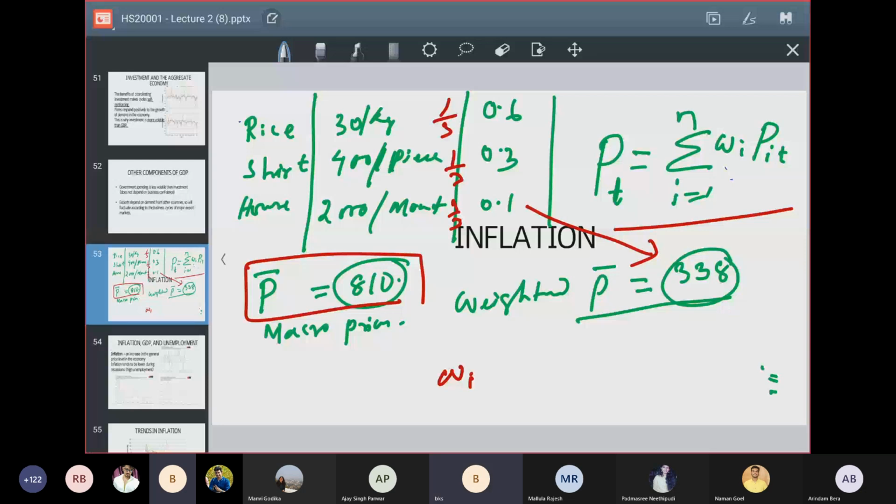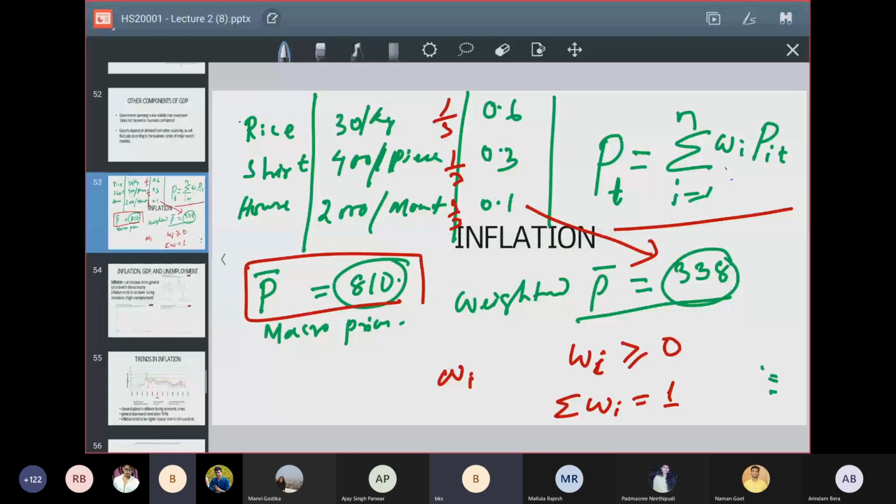The point is, which weight one should use. It is worth mentioning that weights for individual goods should be positive, or at least they should be non-negative. They should be: wi should be greater than or equal to zero, and the sum of wi will be equal to one. So as we give different weights, we'll generate different general price levels.